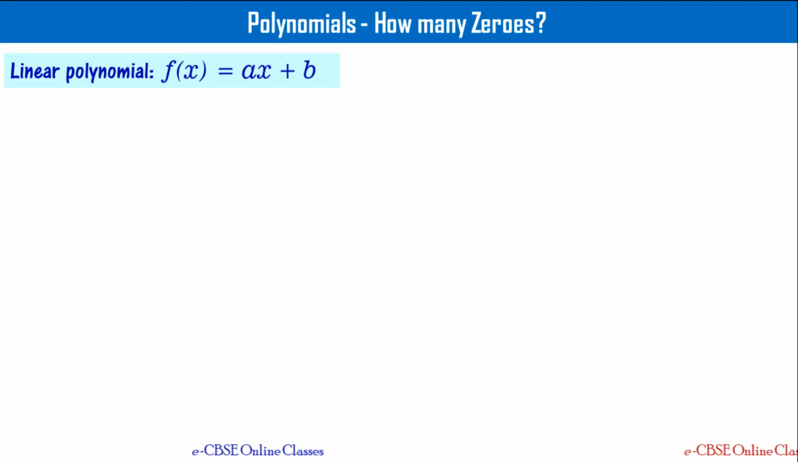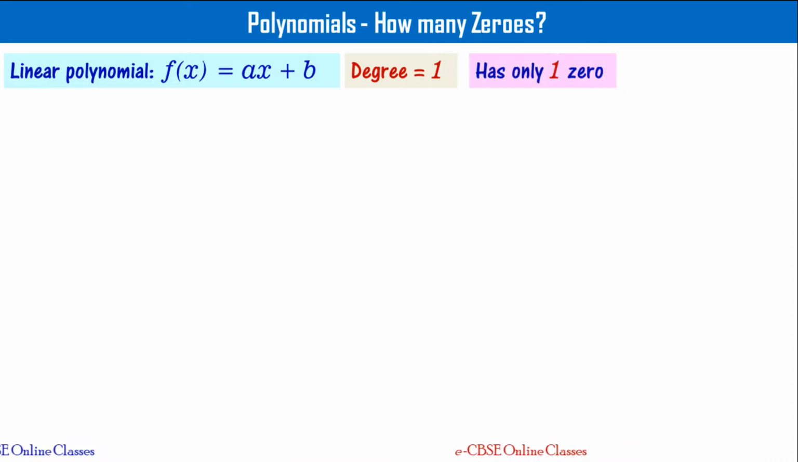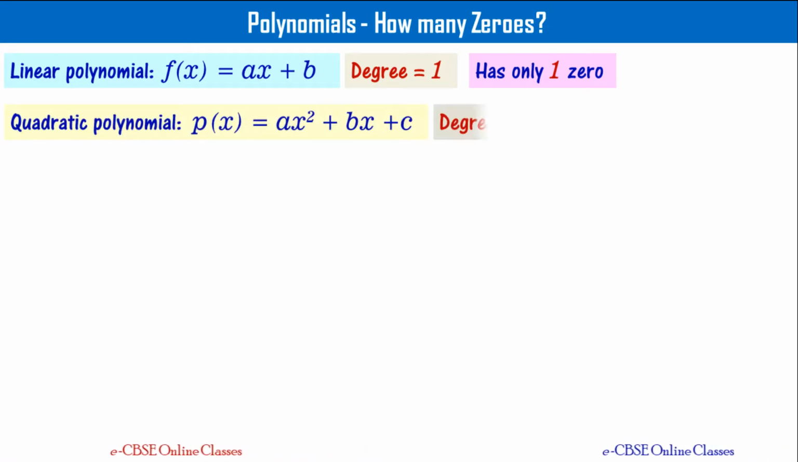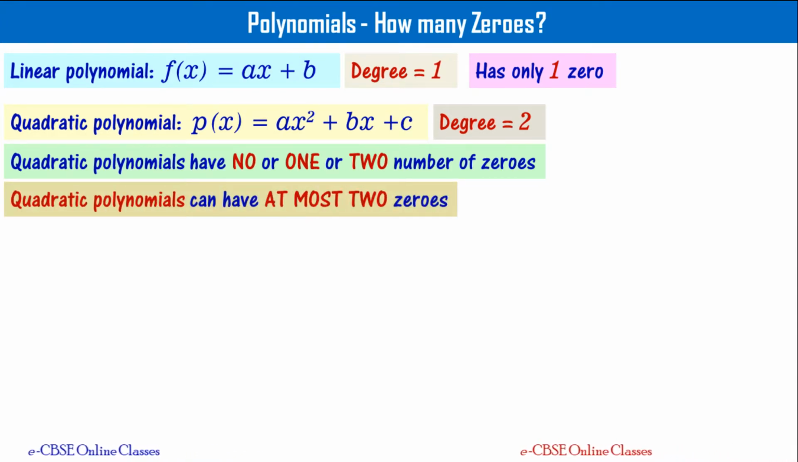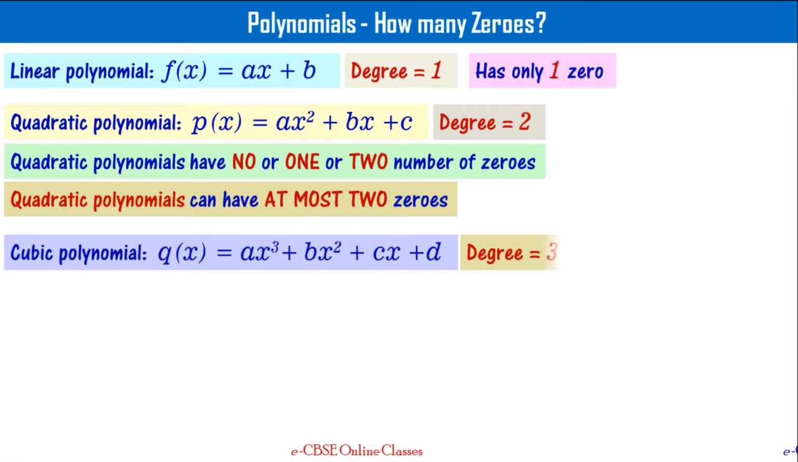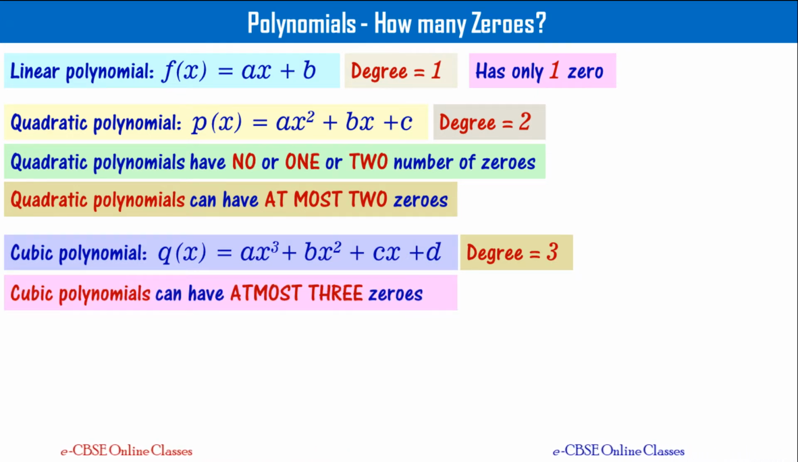For the linear polynomial f of x equal to ax plus b, we know that degree is 1, and we have just seen that linear polynomials have only one zero, right? And for quadratic polynomial, we know that degree is 2. And we have seen that quadratic polynomials have no or 1 or 2 number of zeros, right? In other words, we said that quadratic polynomials can have at most two zeros. And cubic polynomial, we know that its degree is 3. And we have seen that cubic polynomials can have at most three zeros.